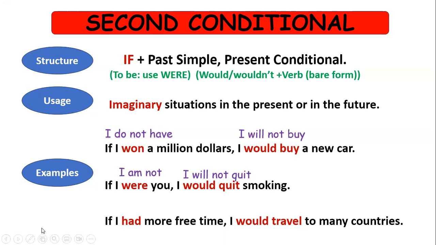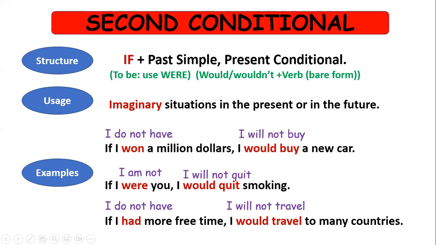What does this mean? What is the reality? Of course, I'm assuming or imagining the whole situation, but the reality is, or the real situation is, that actually I do not have free time. This is the truth. And I'm trying to show you that this is imaginary by using a verb in the past simple tense, which is had. And in the next part, what does this mean? The reality or the real situation means that I will not travel to many countries because I do not have free time. But if I had free time, I would travel to many countries.